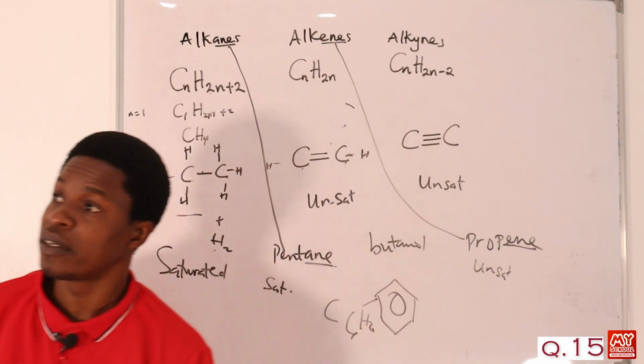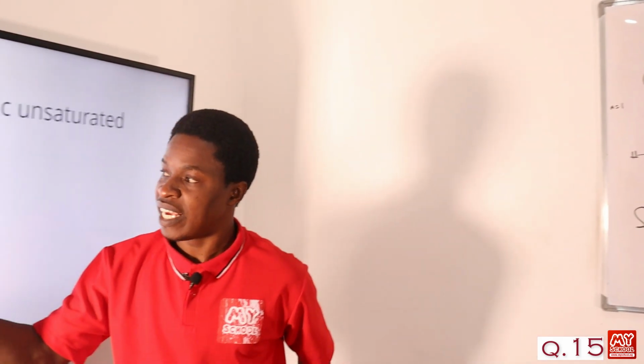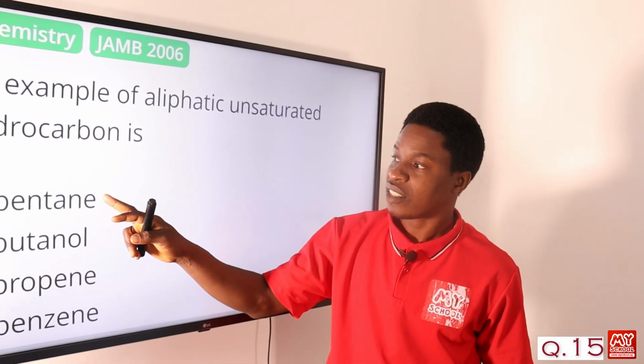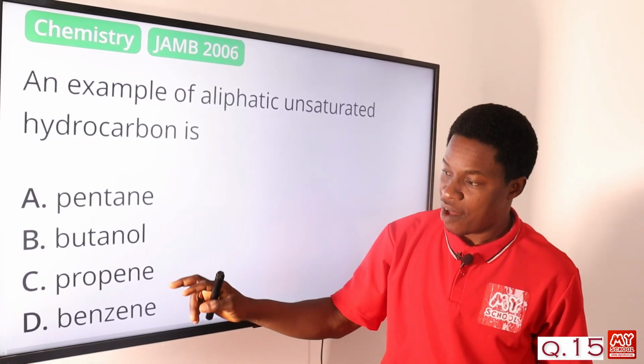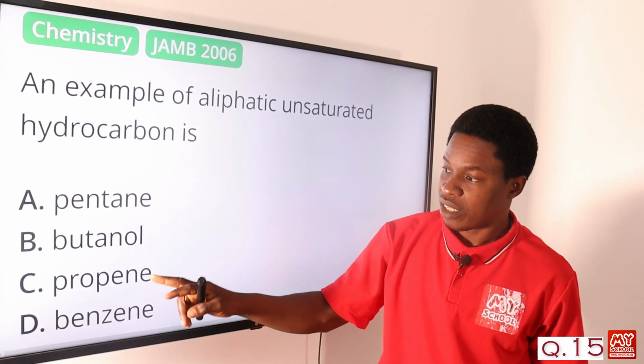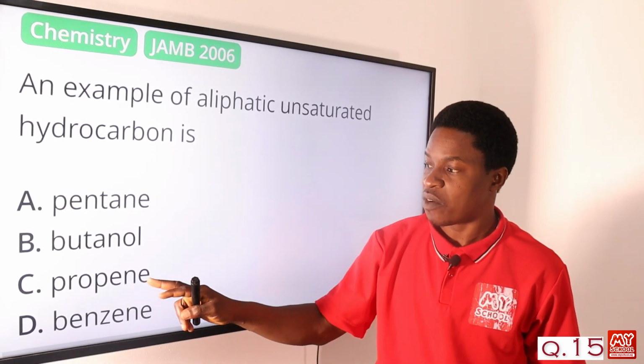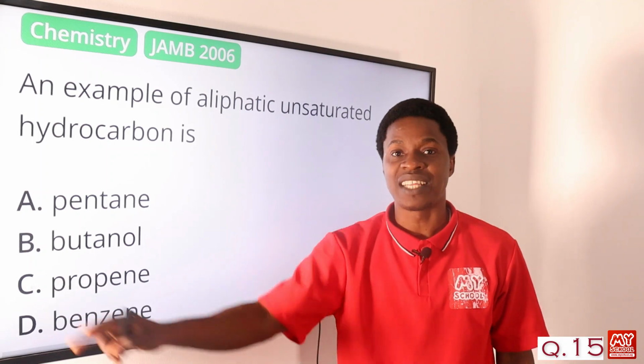Let's go to the screen. Option A, pentane, is an alkane, so it is saturated. We have aromatic, and then this alkanol, and then propene, which is unsaturated. So the correct answer is option C.